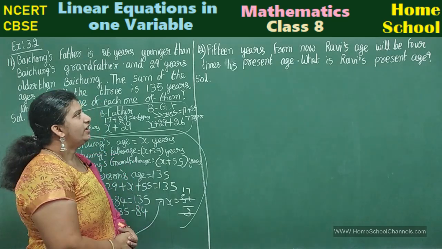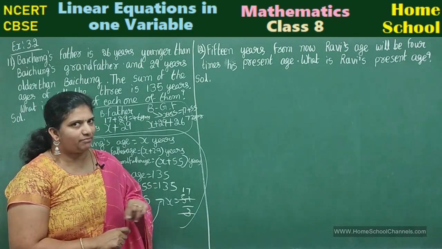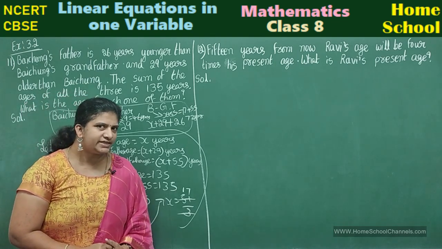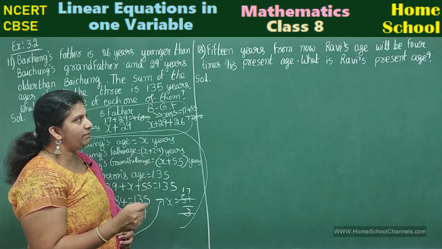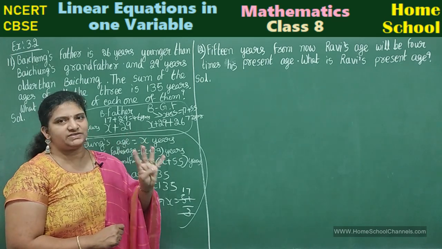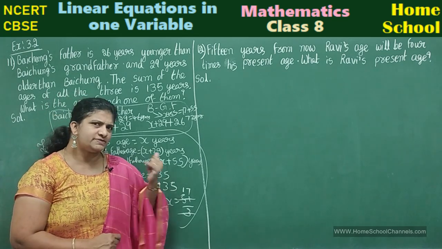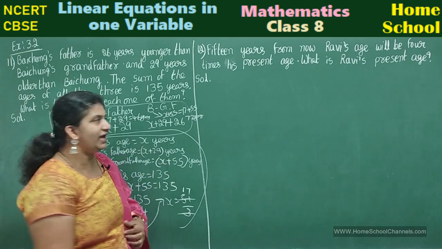The 12th one: 15 years from now, Ravi's age will be 4 times his present age. Who is the person in this problem? Ravi. Do you know his present age? Don't know, right? So we need to assume the age.